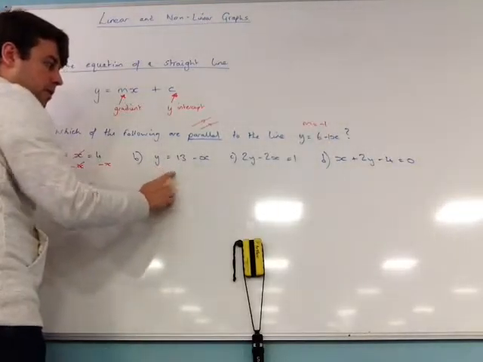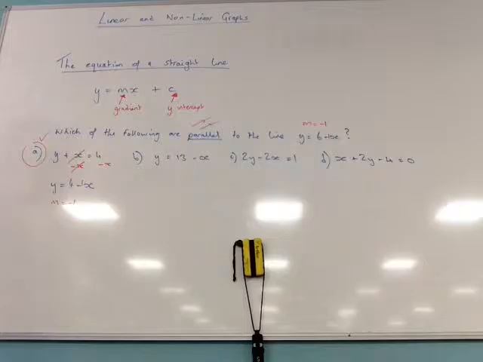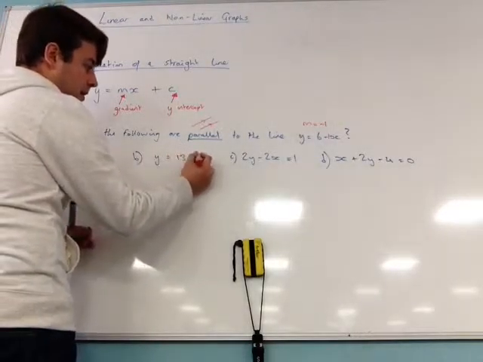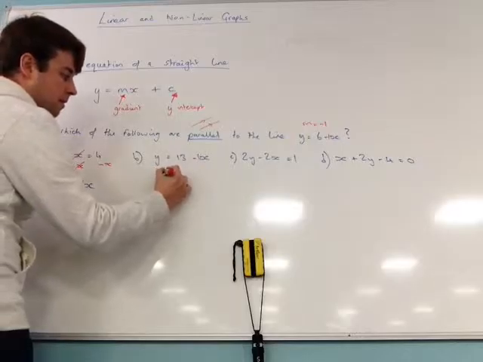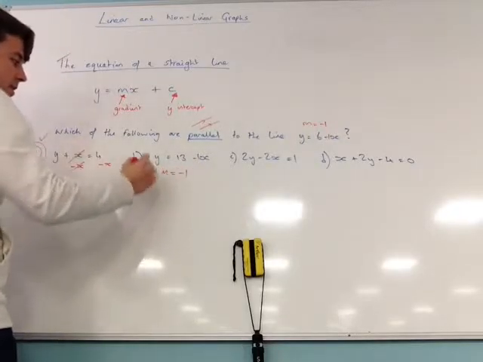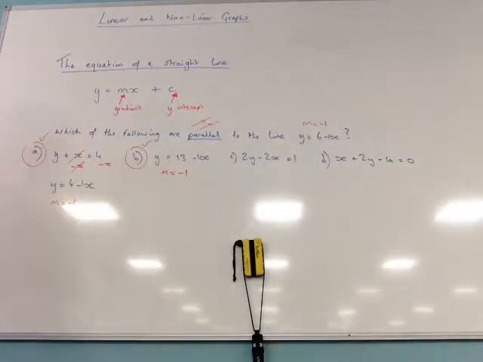Well, this is y equals 13 minus x. Already, this is in the correct form. If this is in the correct form, then I can read straight away from it what the gradient is. Once again, it's a minus 1x. M equals minus 1. This is also parallel. Going well. Let's look at C.